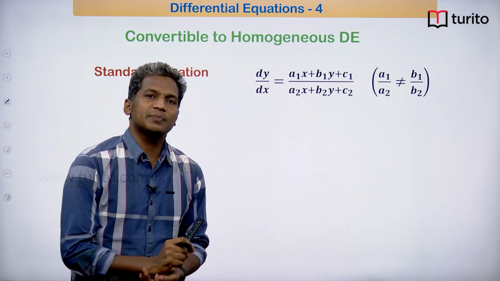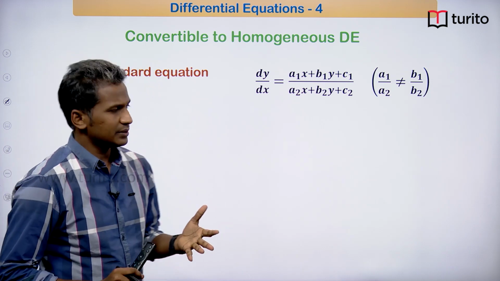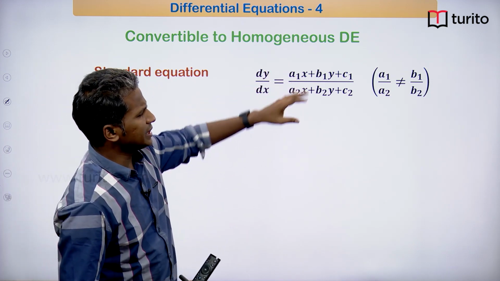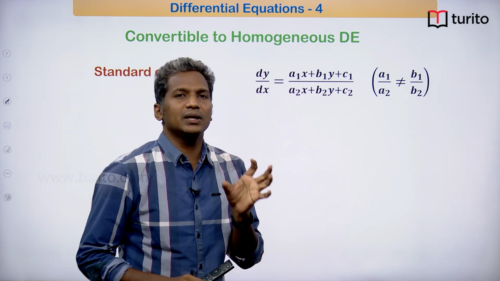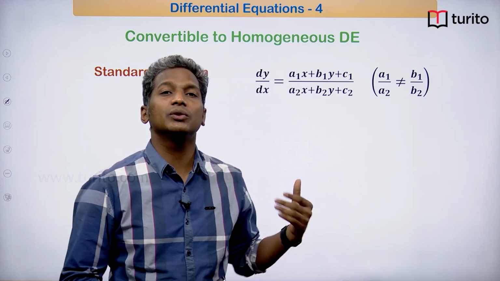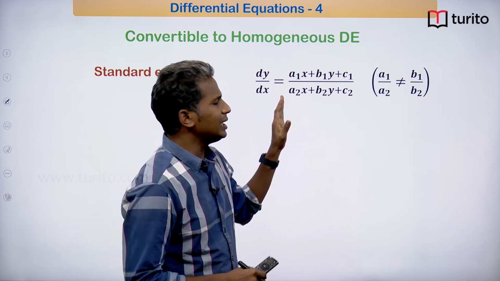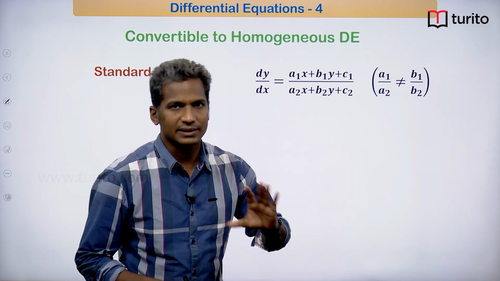Now, let us look at a special case of this homogeneous differential equation. So, now if you look at this equation, this is one typical example of convertible to homogeneous even though it is not in homogeneous form. So, here we only take linear by linear examples.